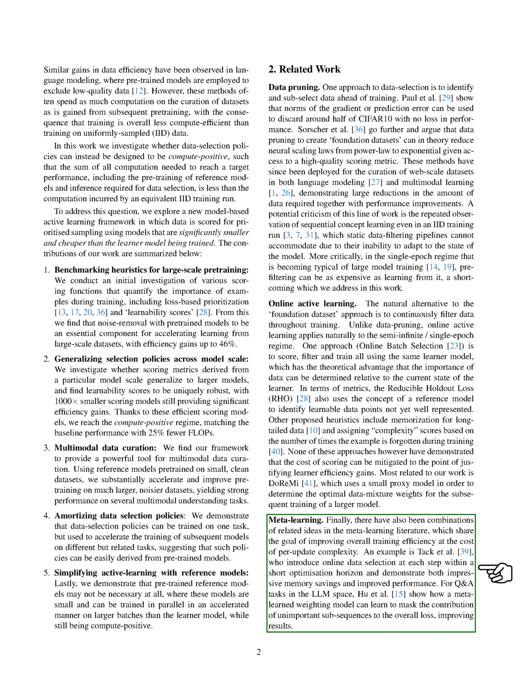Finally, there have also been combinations of related ideas in the meta-learning literature, which share the goal of improving overall training efficiency at the cost of per-update complexity. For example, some researchers have introduced online data selection at each step within a short optimization horizon and demonstrated both impressive memory savings and improved performance. For Q&A tasks in the LLM space, others have shown how a meta-learned weighting model can learn to mask the contribution of unimportant subsequences to the overall loss, improving results.